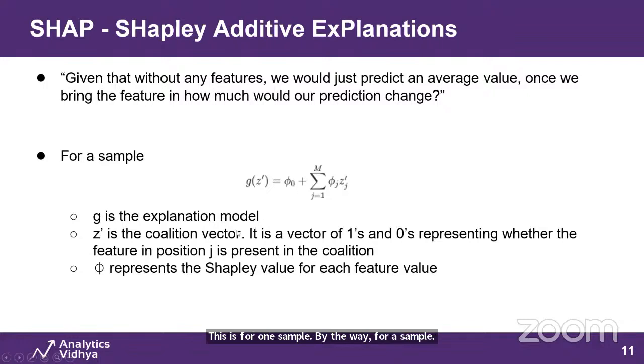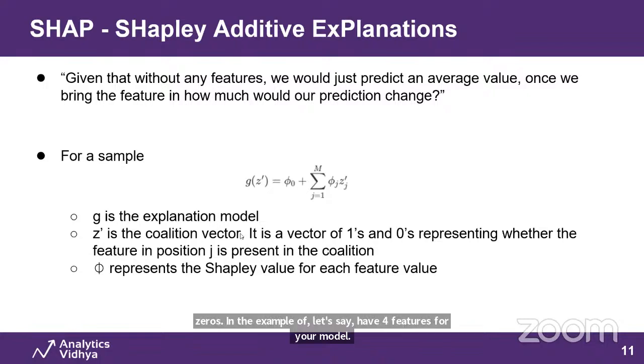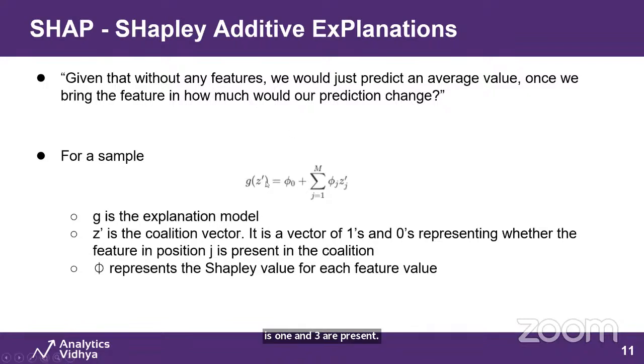z prime is the correlation vector. You can think of it as a vector of ones and zeros. In the example where you have 4 features for your model, it might be 1010, which tells you that only features 1 and 3 are present. I don't know about 2 and 4. So that's what z prime is. It can be 1010, 1100, any possible correlation. And phi represents the Shapley value for each feature value.